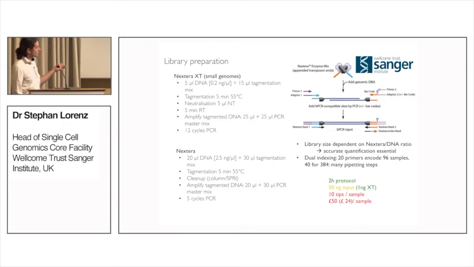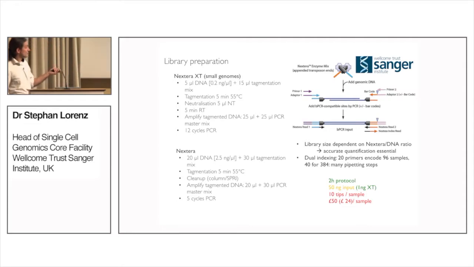Now, when we looked at this protocol, we liked the fact that it's 2 hours. 50 nanograms input of the Nextera is really too much for us because we would have to amplify a lot more material from our single cells. The 1 nanogram Nextera XT is already pretty good. That's also one of the recommended protocols to use with the Fluidigm C1 system.